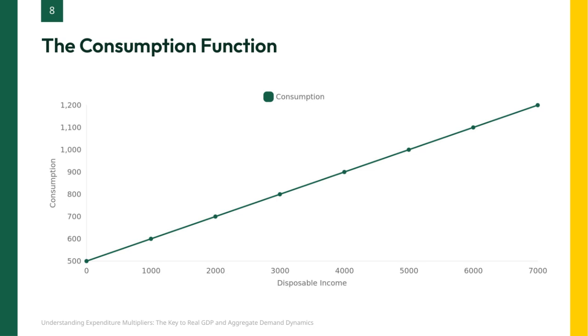This illustrates a key economic concept. People tend to spend more as they have more income available after taxes and transfers. Understanding this relationship helps us predict consumer behavior and forecast demand in the economy.